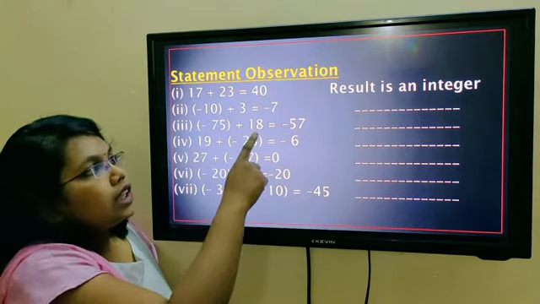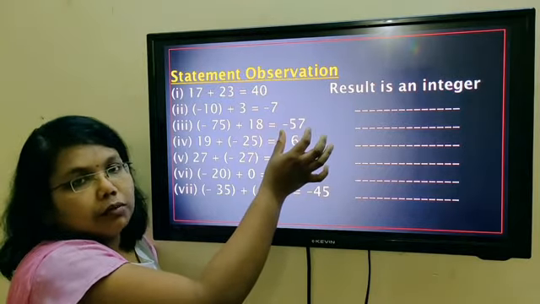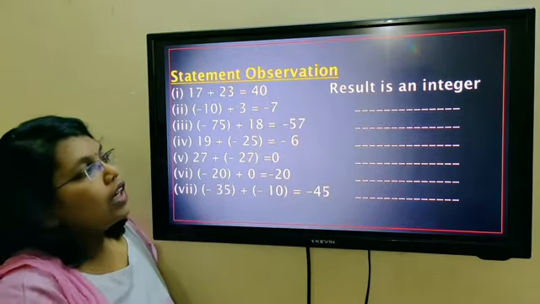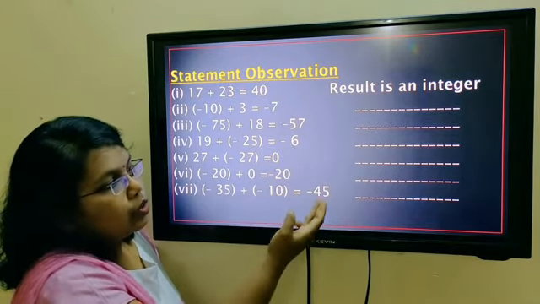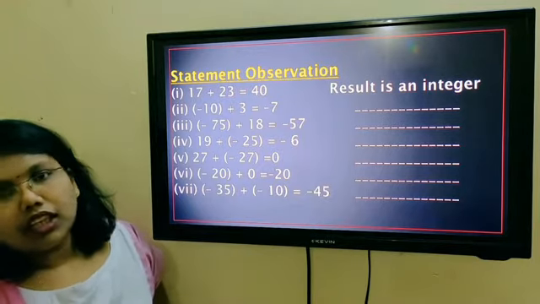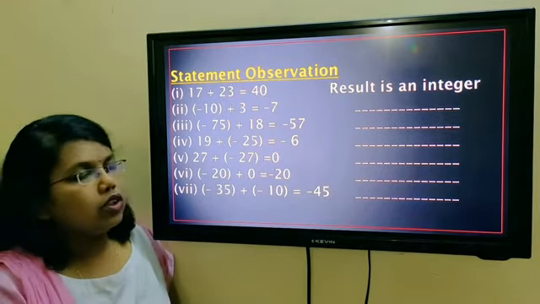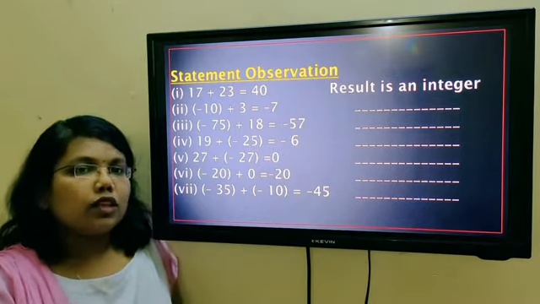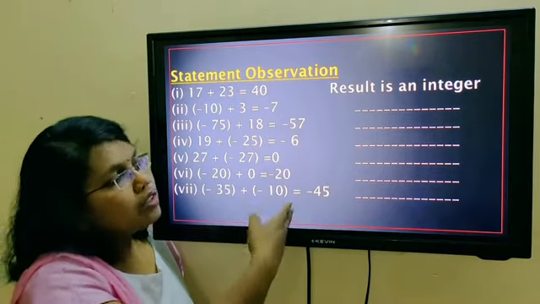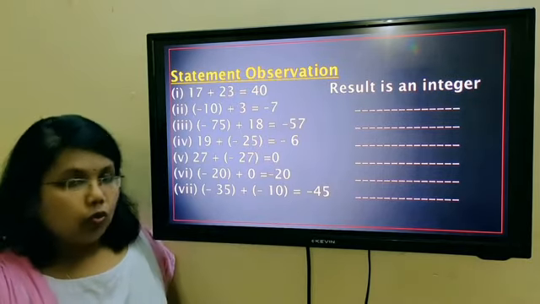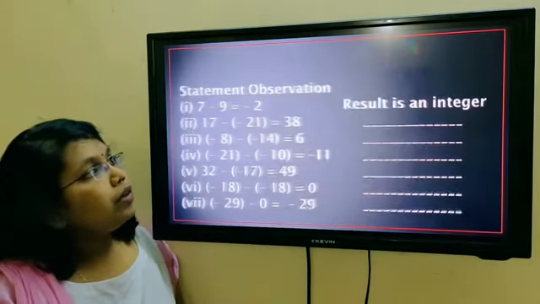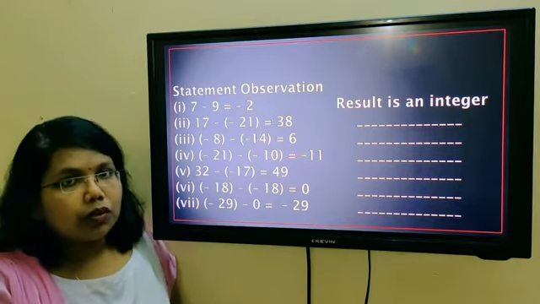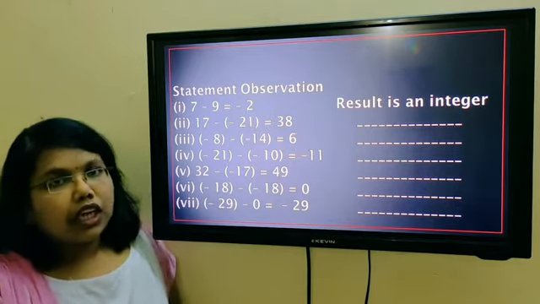Minus 75 plus 18, answer is negative 57. Now what is this minus 57? Is it an integer or not? You have to write it there. Alright. Similarly, minus 6, 0, minus 20, minus 45. If we see, they are all integers because they carry a positive sign, they carry a negative sign, and we also have a 0 there. All of them are nothing but integers. That is why all the results are integers. Therefore, our conclusion would be that whenever you are adding two positive integers or subtracting two positive integers, your answer will always be an integer.